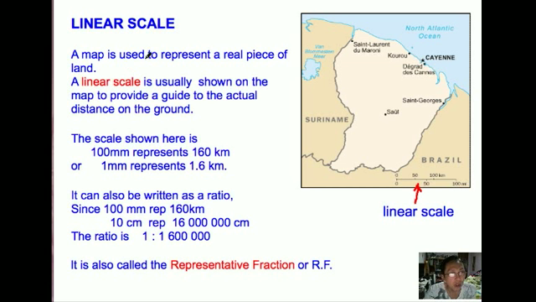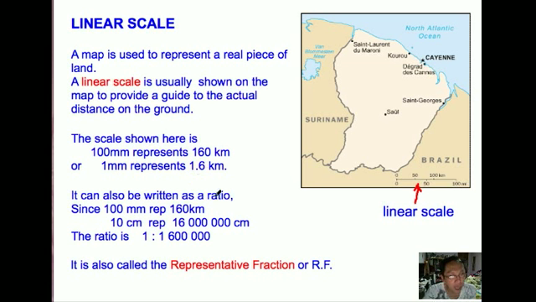A map is used to represent a real piece of land, and a linear scale is usually shown on the map to provide a guide to the actual distance on the ground. The scale shown here is 100 millimeters represents 160 km, which is 1 millimeter represents 1.6 km.